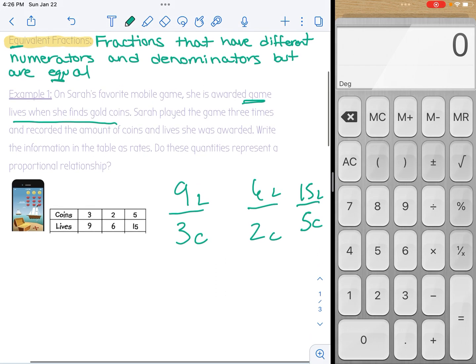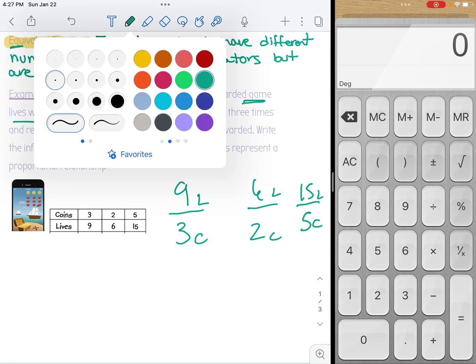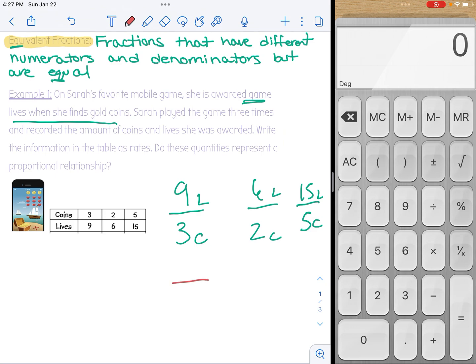Now, one way that we can determine if these rates are proportional is to find the unit rate. And as a reminder, a unit rate has a denominator of 1 because you're trying to find one single unit. So in order to find the unit rate of how many lives she needs for each coin, we're going to divide. So this one, we have 9 divided by 3 is 3. So for 1 coin, she needs to have 3 lives.